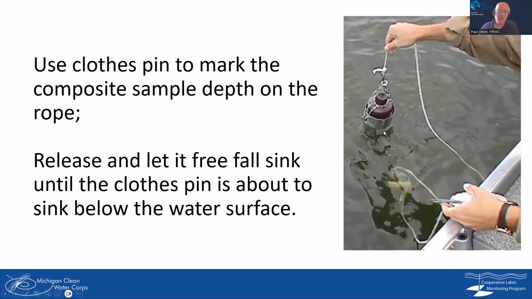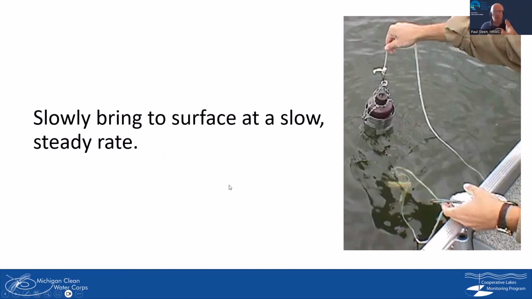So you do that, and then what you're going to do is release the sampler and just let it free fall down to that depth. You might want to have a hand on the rope and let it slide through your hand so you can stop it when you need to stop it. But the idea is that you're getting it down to that bottom point as quick as you can. Once you do that, you bring it up at a slow, steady rate. And what that slow, steady rate is just depends on how deep you went. It's something that you'll have to figure out for yourself.